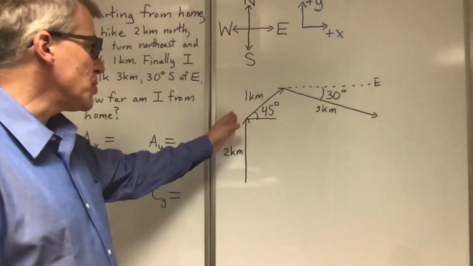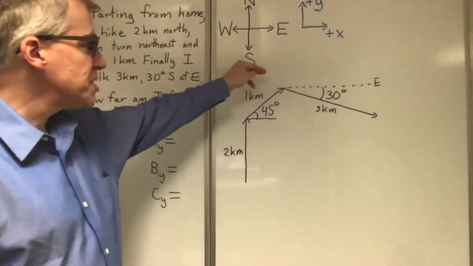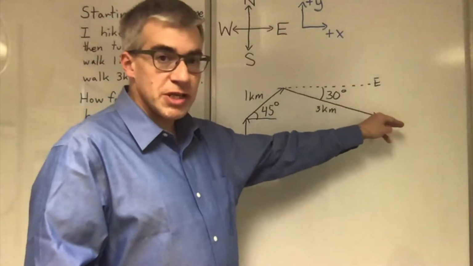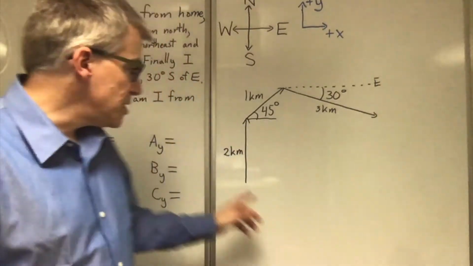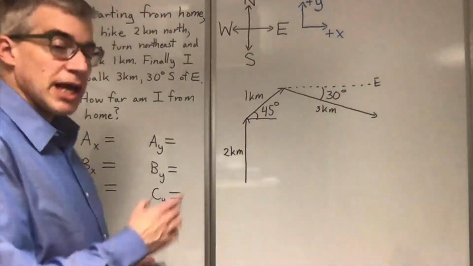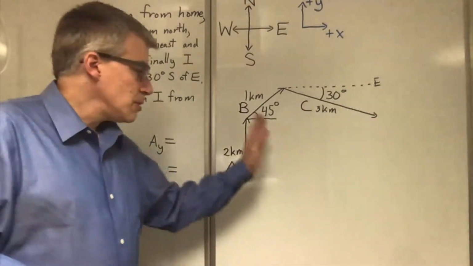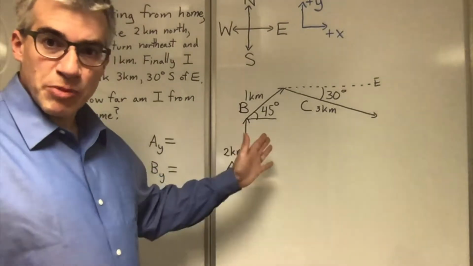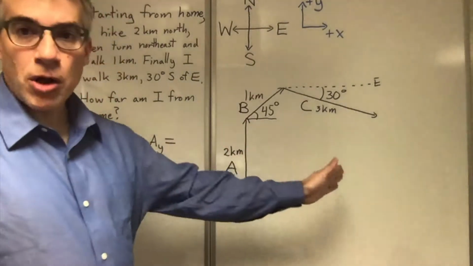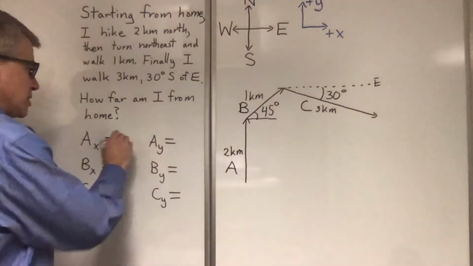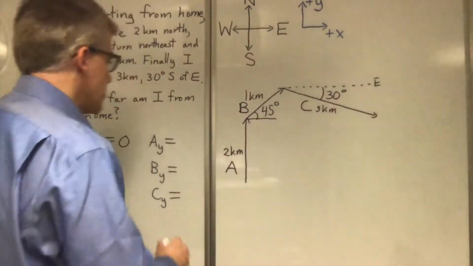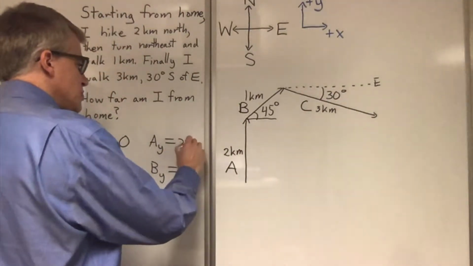2 kilometers north, 1 kilometer northeast, 30 degrees south of east for 3 kilometers. These are 3 vectors, which we can call A, B, and C, and we need their x and y components. Because A is due north, its components are easy. It's not going at all east, so AX is 0. And it's going due north, so AY is positive 2 kilometers.